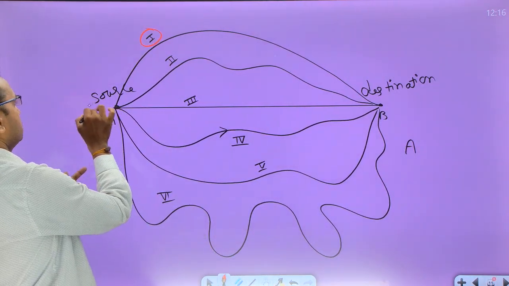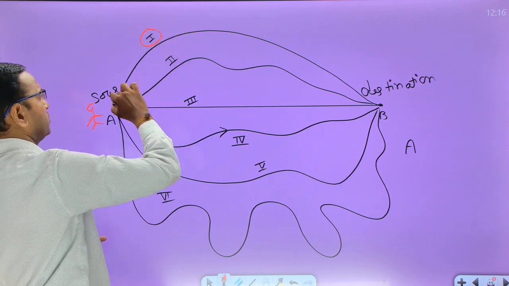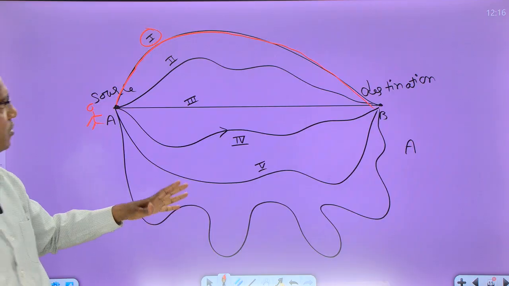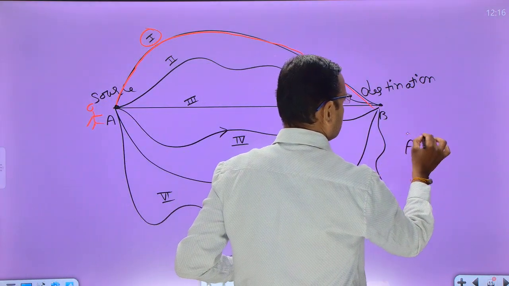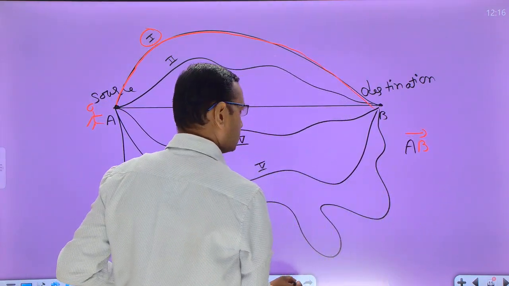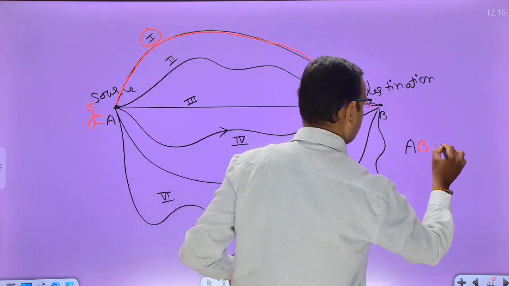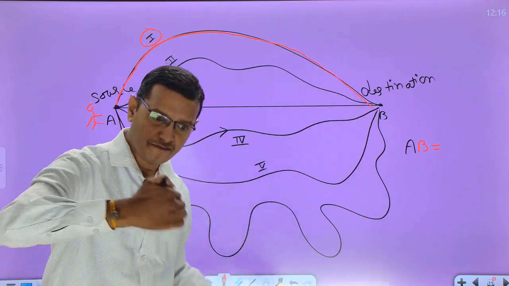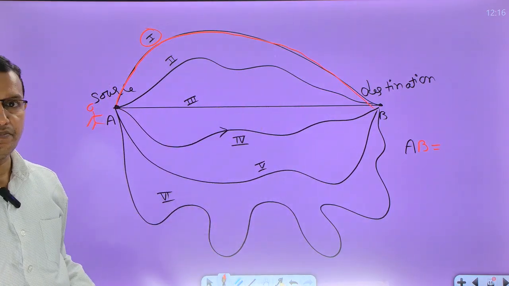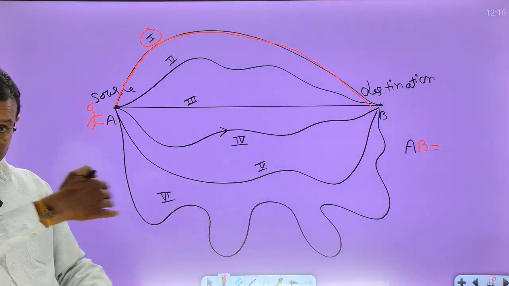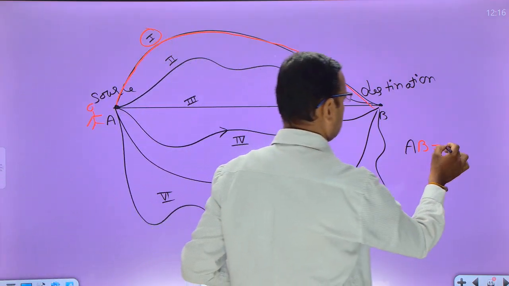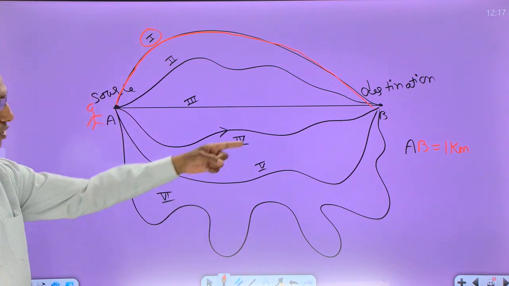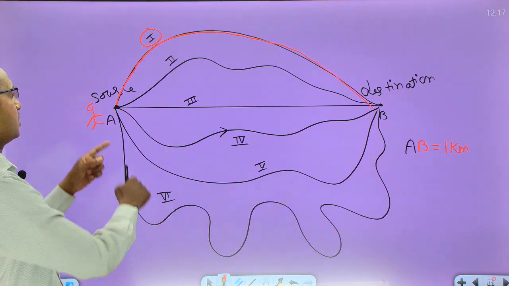I'll start from here, the source. I keep on moving, and I'll reach my destination. That particular length, whatever I have covered, the distance, every step I'll count as I move to B from A. The distance I have covered, let us say, for example, is 1 kilometer. You can write it like this: AB equal to 1 kilometer.